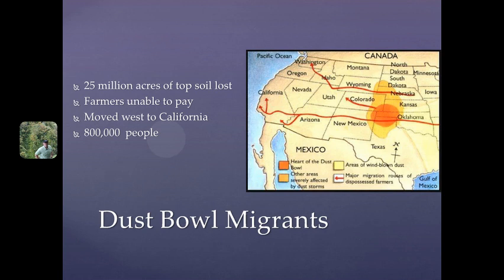Most of these people moved into urban California or into agricultural parts of California, like, say, the San Fernando Valley and stuff like that.